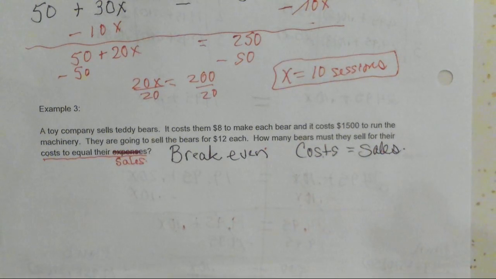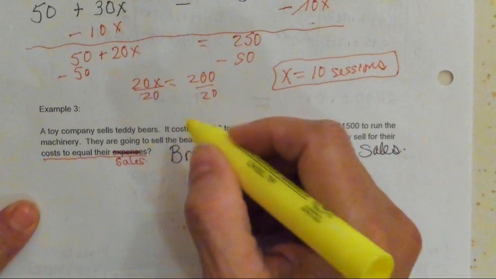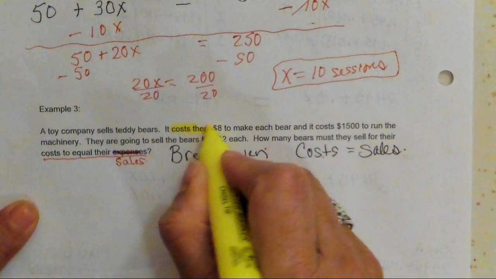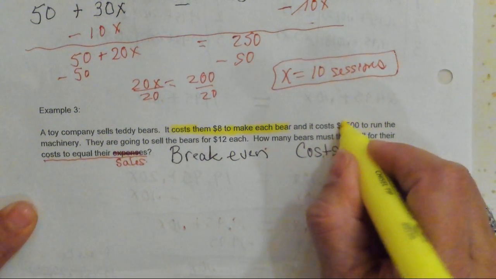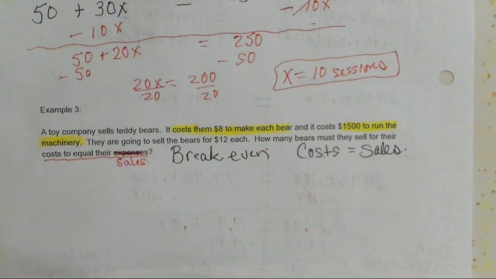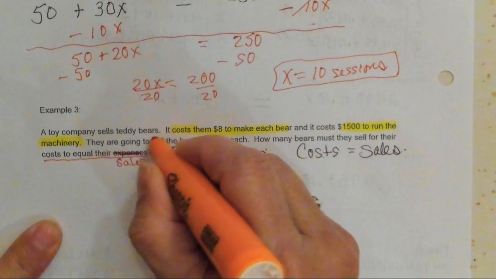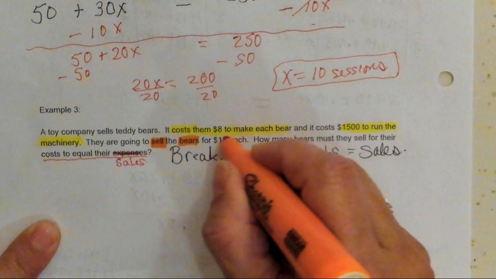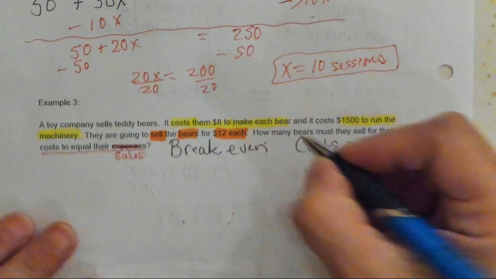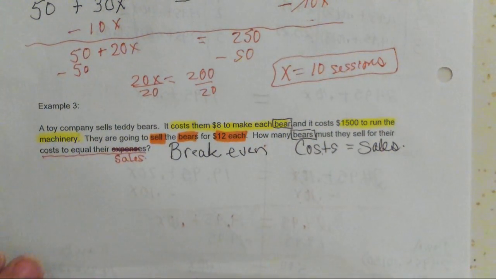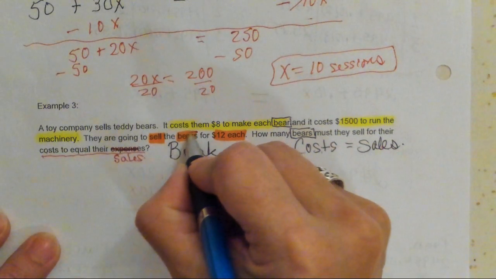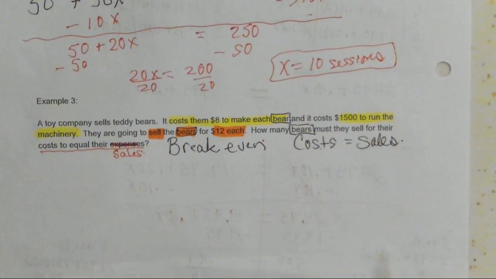So when we compare these two situations and look for that break-even amount, we have to identify our costs. So this is a simpler business situation. We have costs of $8 to make each bear and $1,500 to run the machinery. Okay, and then we have our sales, and that is we're going to sell the bears for $12 each. Notice here my question is how many bears. So I notice where the bear, what number the bear ends up being connected to. All right, and that's going to help me determine where my letter goes.